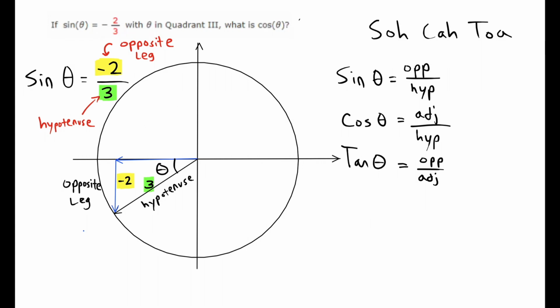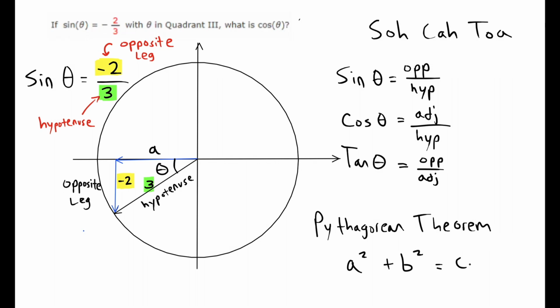So what that means is you've got an unknown leg here. I'll call it A for adjacent. So now you'd want to use the Pythagorean theorem. The Pythagorean theorem says a squared plus b squared equals c squared. These are the two legs of the right triangle. That's the A, and the yellow one can be the B, and then the green is the hypotenuse C.